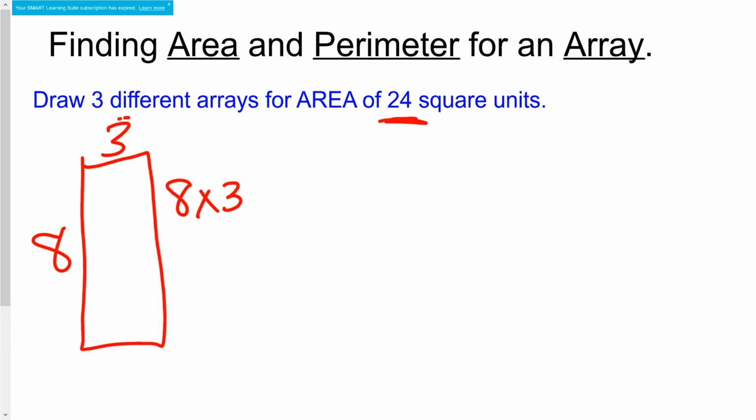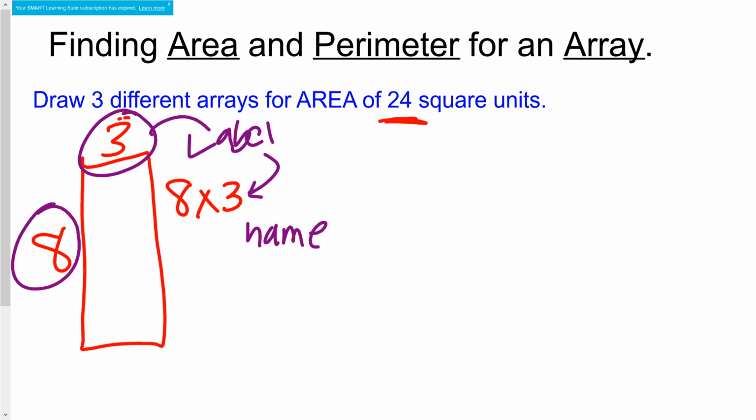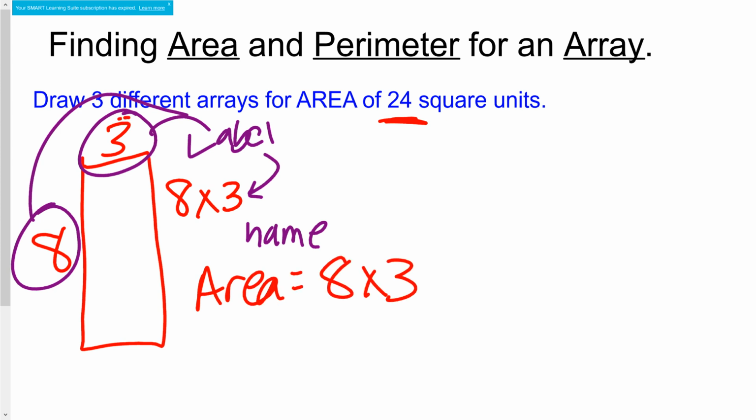All I've done so far is label my array. My labels are the name, and then the number of rows and columns. Now that I have that, I can calculate the area. Area is 8 times 3, which is 24 square units.